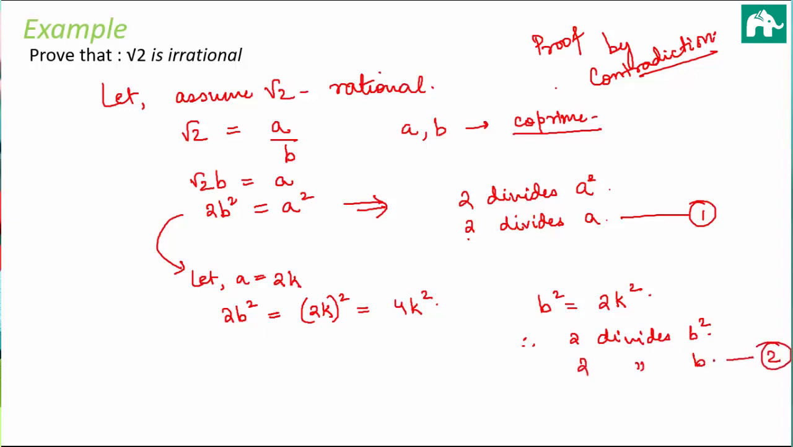Now what do we see? From the first conclusion, 2 divides a, and from the second, 2 divides b. That means 2 is another common factor between a and b. So what went wrong? That means the assumption we made, that root 2 is rational, is incorrect. So with this calculation, we prove that a and b have common factor 2, and that contradicts our assumption. Therefore, root 2 is irrational.